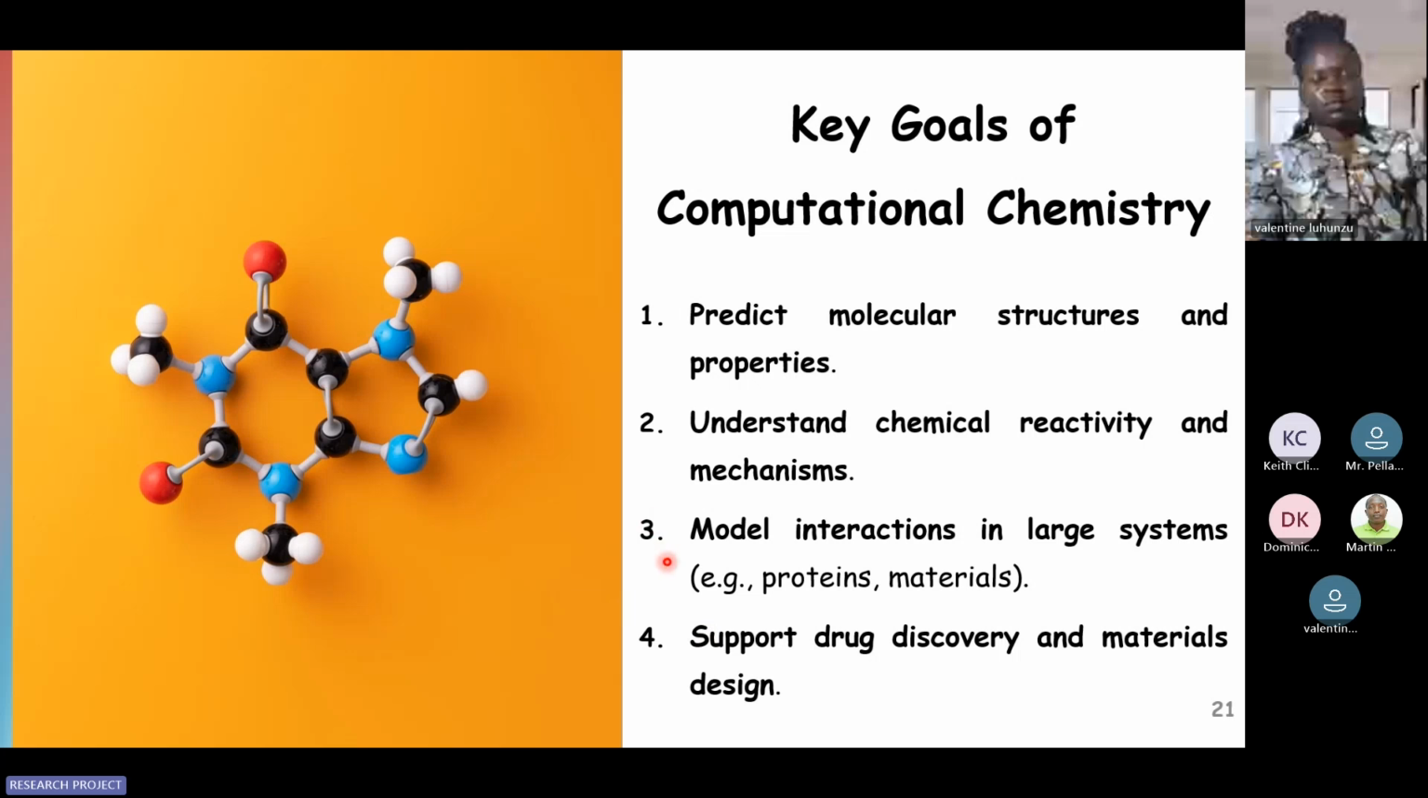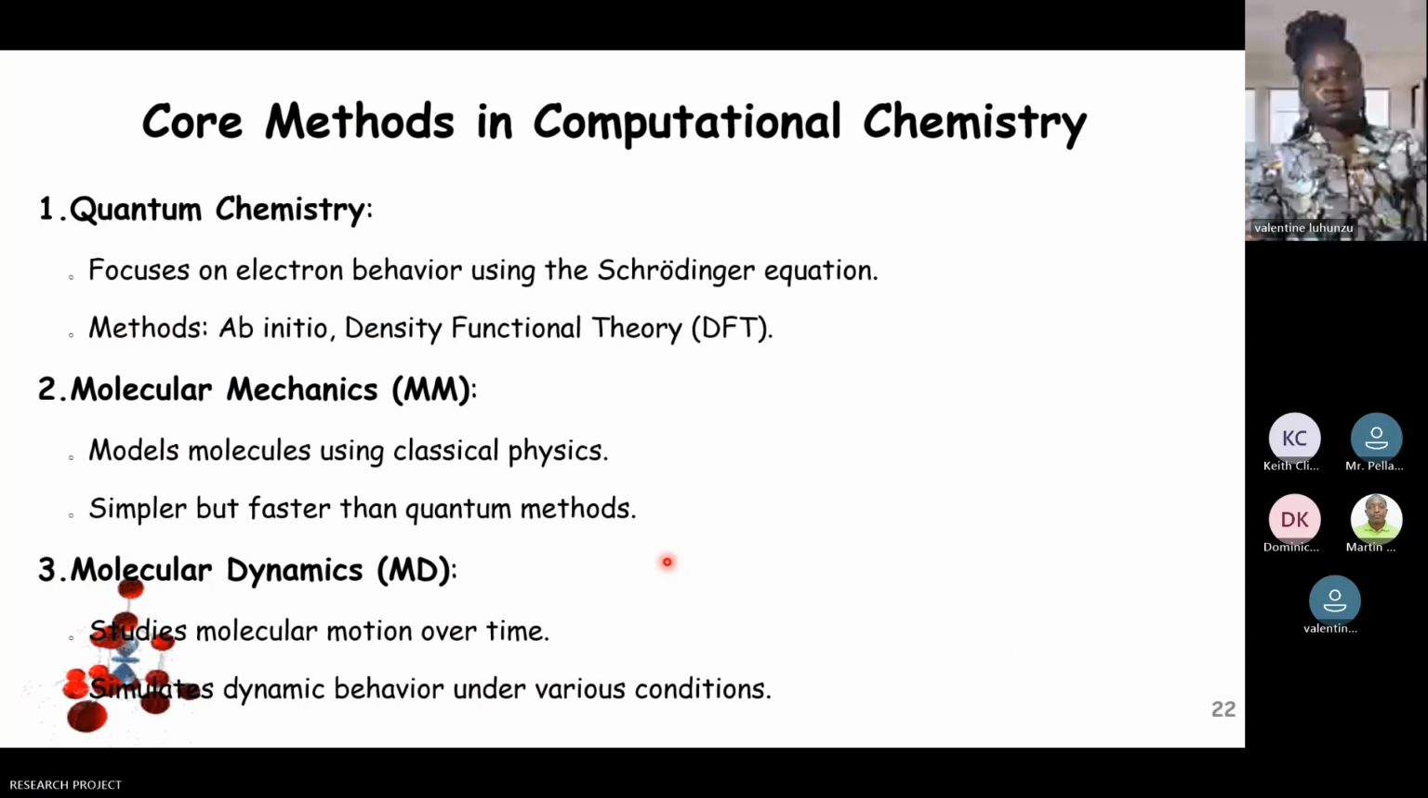It is also able to support the drug discovery and materials design. So in order for us to use computational chemistry, there are fundamental methods that one requires to have a good understanding of. One is the computational quantum chemistry. This focuses on the electron behavior by using the Schrodinger equation. And some of the methods include the ab initio, which is a Latin word that means from first principles. And one of the most promising methods is the density functional theory, abbreviated as DFT.